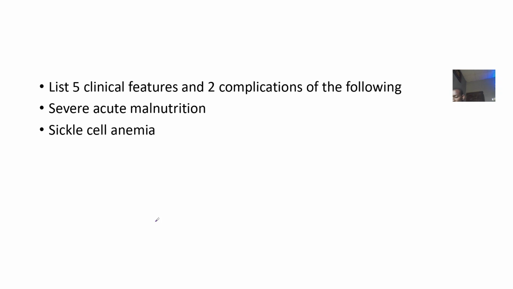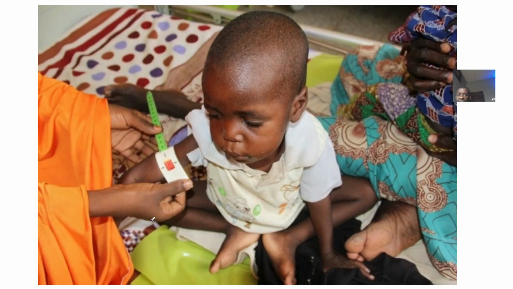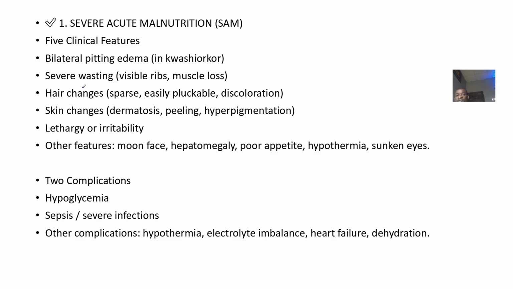Okay, so let's quickly look at what we got. For severe acute malnutrition, the 5 clinical features: there's bilateral pitting edema, usually accompanied with kwashiorkor. There's severe wasting. There's hair changes, so the hair is sparse, easy to pluck, and discolored. Skin changes. And then there's lethargy or irritability.